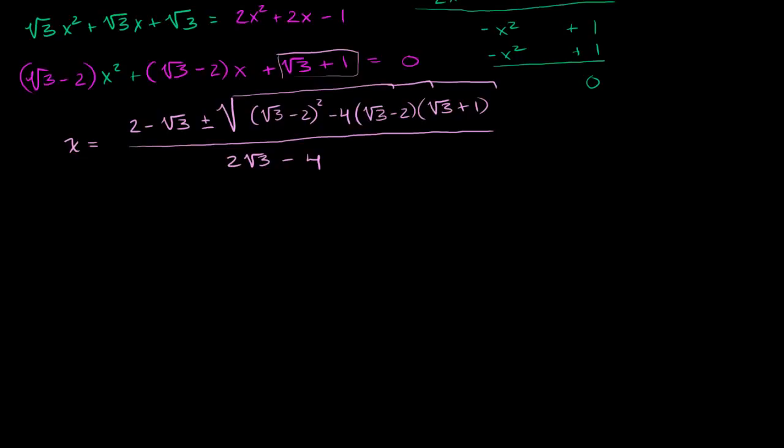So I'm looking forward to the end of this problem as much as I'm guessing you are. And I think we're in the home stretch. We just have to simplify this to get the possible values for x. So let's simplify what we have here in the radical.